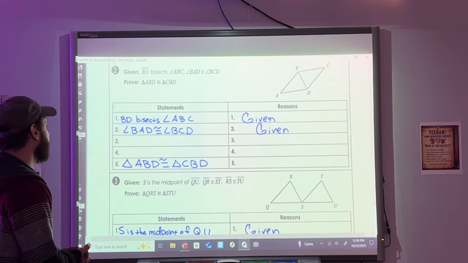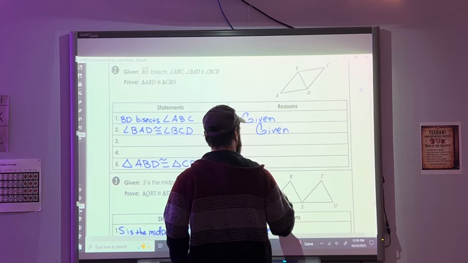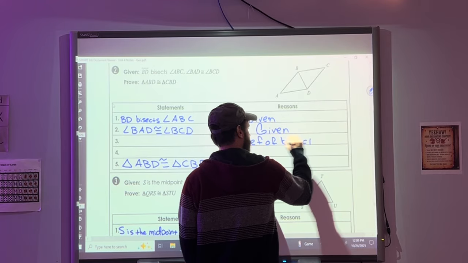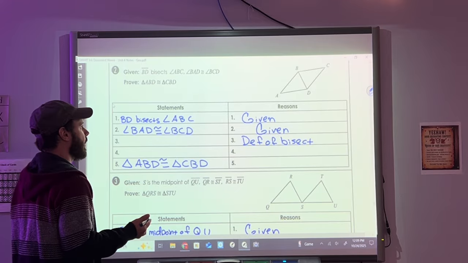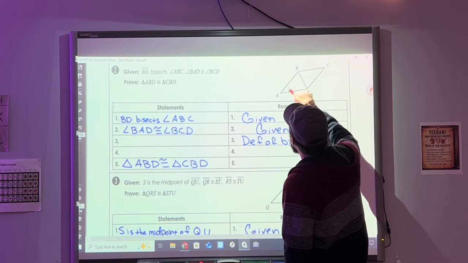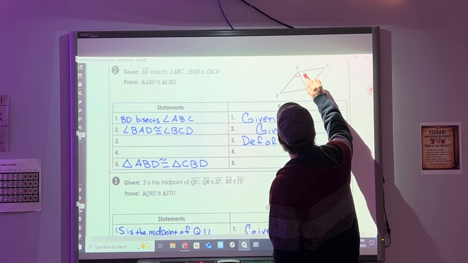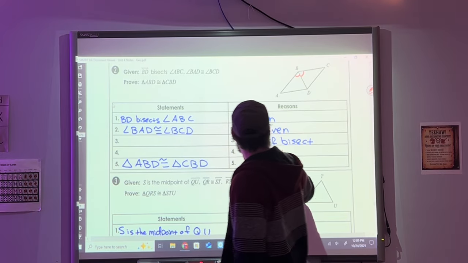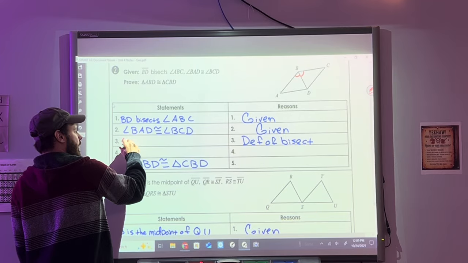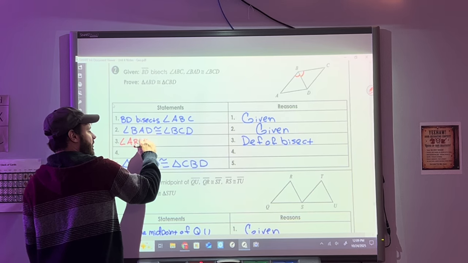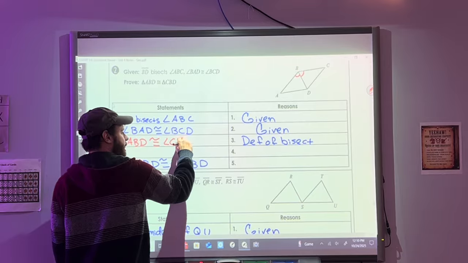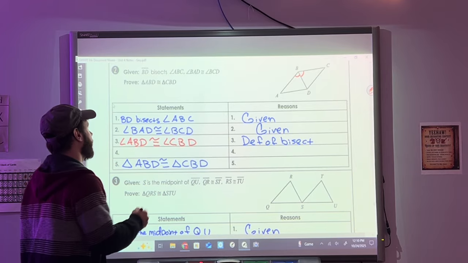All right, we refilled that in. I see bisect, so I'm going to use definition of bisect here. The question is what? Let's go back in and label the picture. BD cutting in half ABC. So that piece is gonna match that piece. That's my definition of bisect box right here, but how am I gonna write that? Angle ABD is congruent to angle CBD. That's the bisect one. Okay.